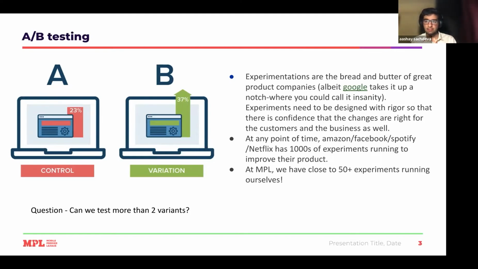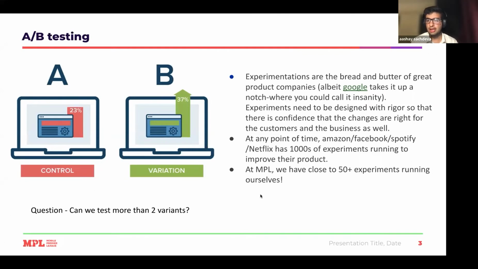Before I move on to the next slide, I do have a question for the audience. Can we experiment with more than two variants? Right now, if you see in the image, we only have control and variation. Is it possible that there can be test 1, test 2, test 3, test 4, test 5, test 6, test 7, and so on, and control? Is it possible or not? Anyone? Okay. So the answer is yes.